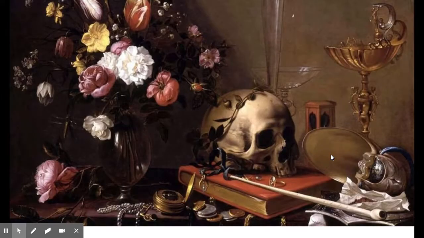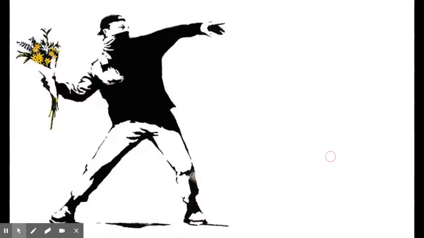But in the world of art, we can put opposite things together, like this traditional still life that marries death and life, opulence and poverty. Contemporary artists do this too. Banksy's Flower Chucker demonstrates a protester who's protesting not with bricks or rocks, but with flowers. So protesting in a way that's peaceful.